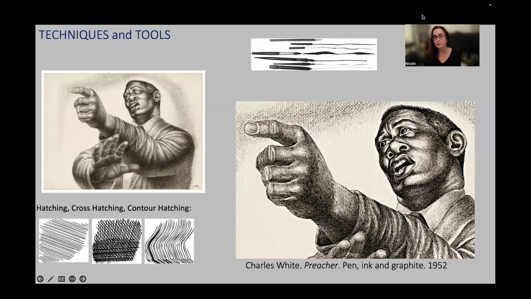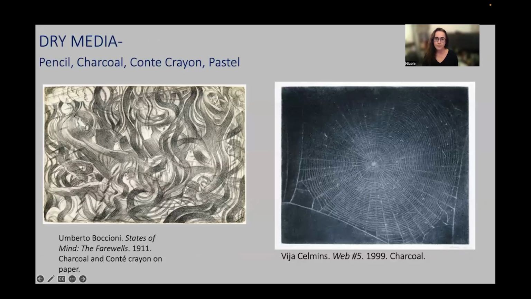In a later module, we'll take a look at printmaking. Printmakers use all three types of hatching to show form and to suggest mass and shadow. Dry media can include pencil, charcoal, Conte crayon, and pastel. We'll take a little bit of a look at each of those things.